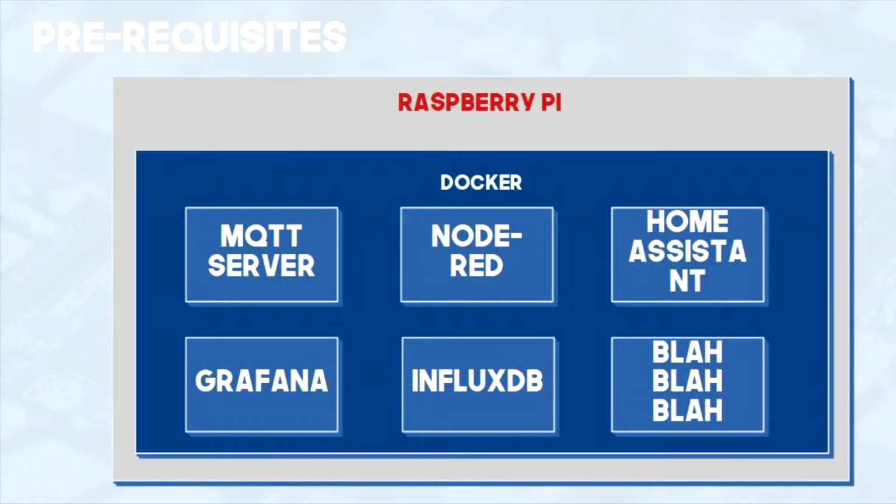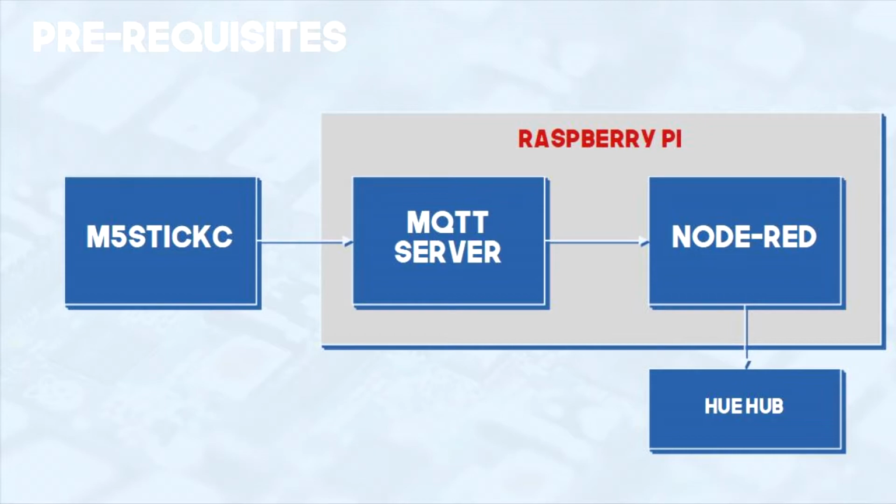I know a lot of this terminology might be alien if you haven't used it, so I don't want to put you off the main process. While using Docker is something I really recommend, if you're not that big on programming, don't worry about it. What we need to focus on here is the project at hand, and this is M5Stick to MQTT server to Node-RED to a smart device, e.g. Hue hub.